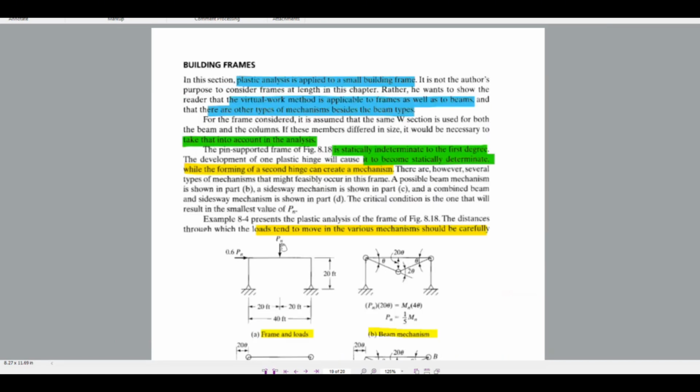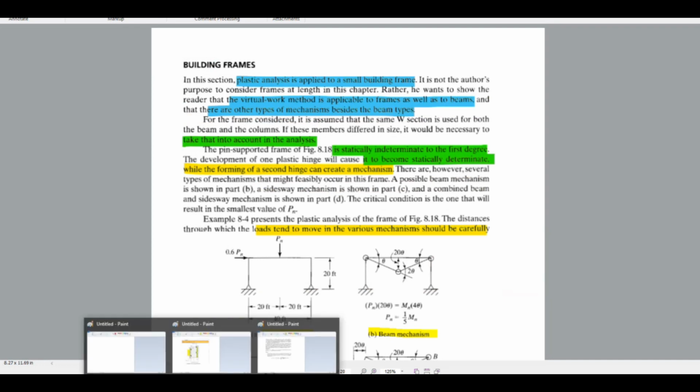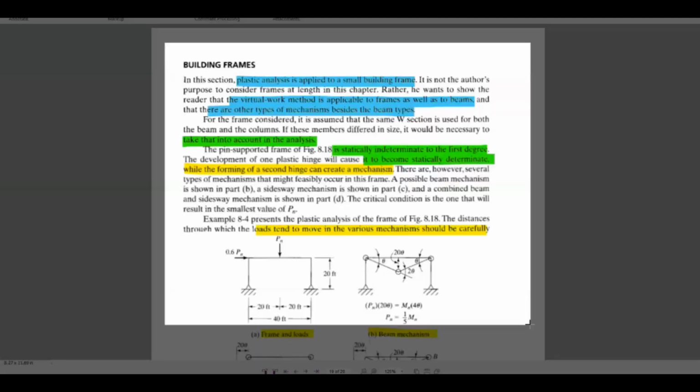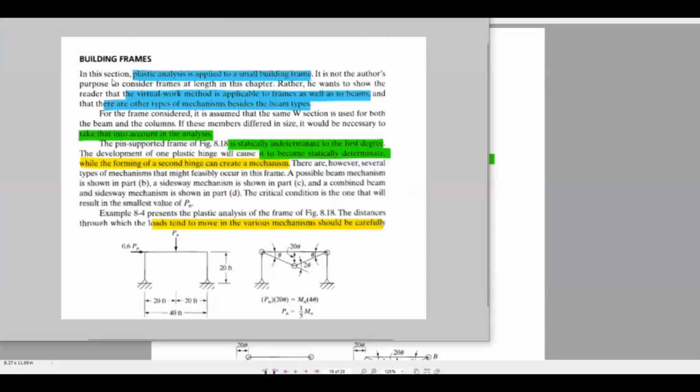Building frames. In this section, plastic analysis is applied to a small building frame. It is not the author's purpose to consider frames at length in this chapter, but rather to show the reader that the virtual work method is applicable to frames as well as beams.